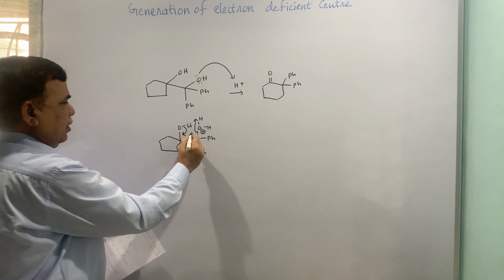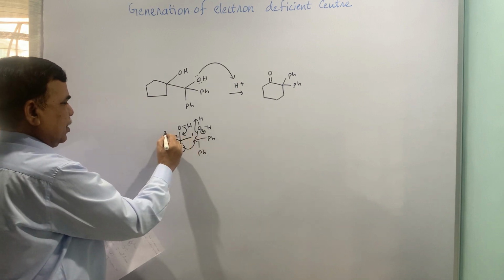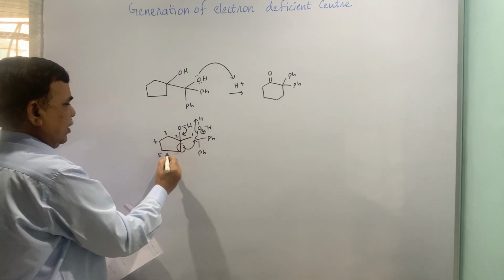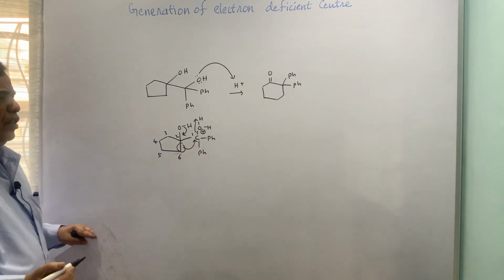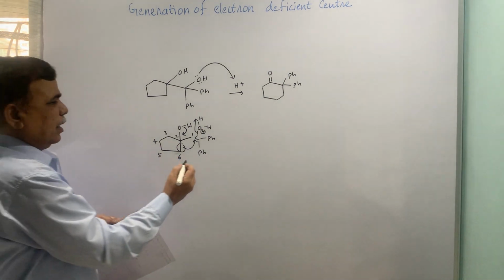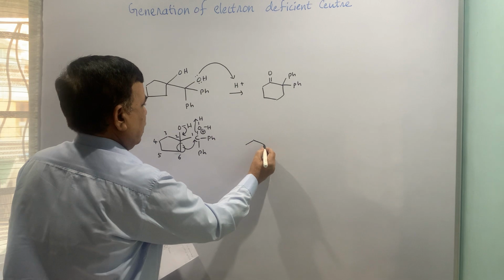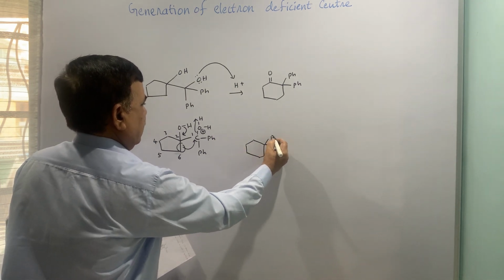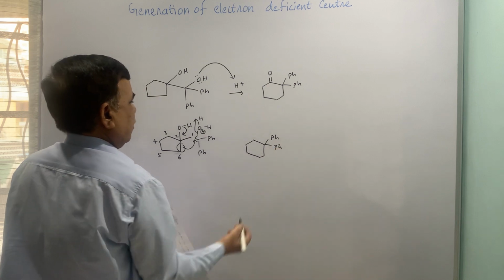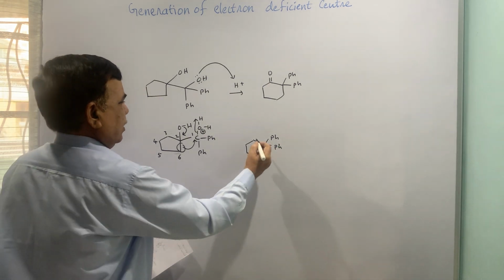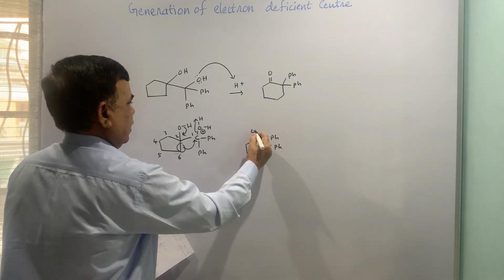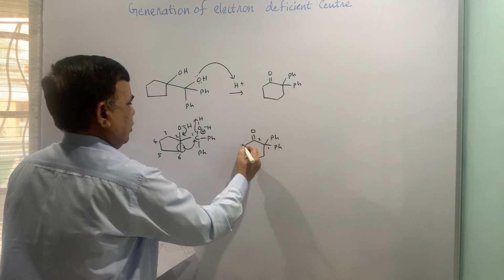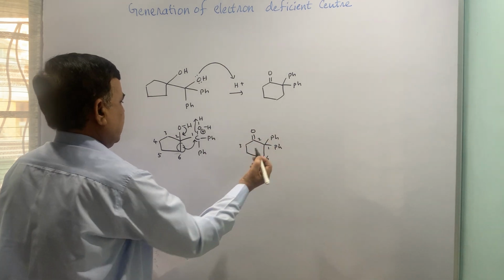So eventually you will have a 6-membered ring. I am just numbering the carbons which are involved in the ring formation. So at one position you got gem diphenyl, okay, then 2 is where you are having a carbonyl. So this is 1, 2, 3, and this is eventually the 6.